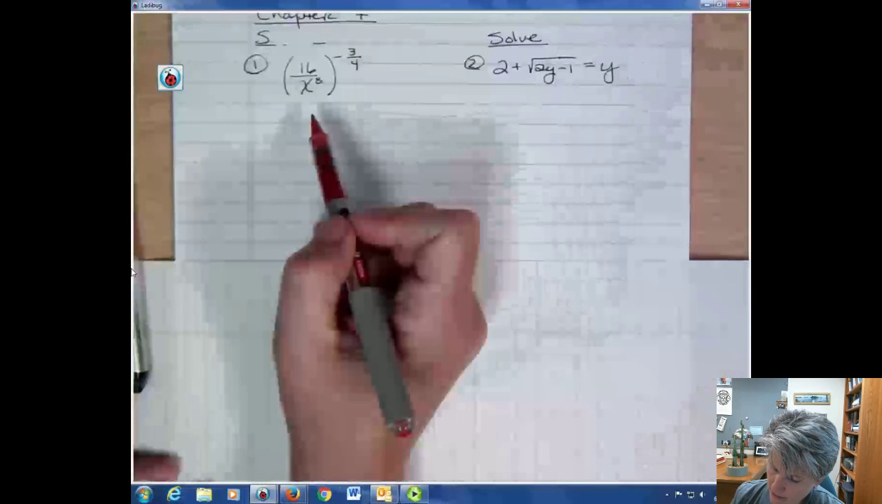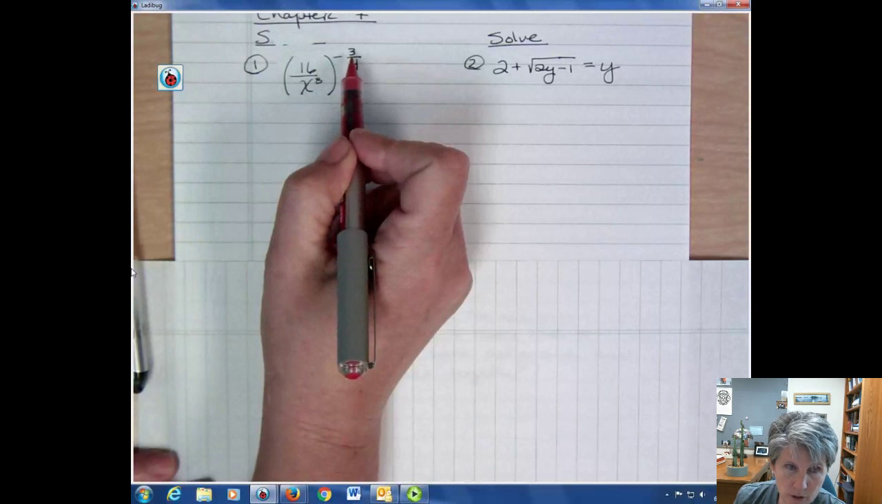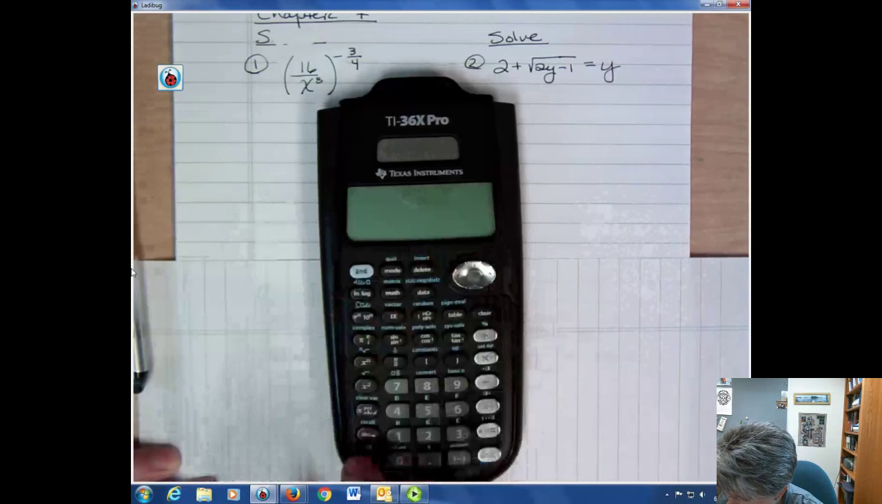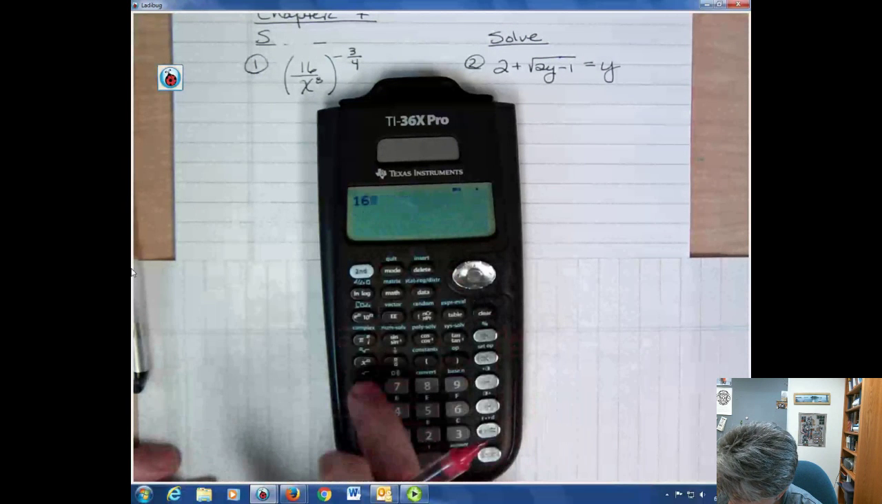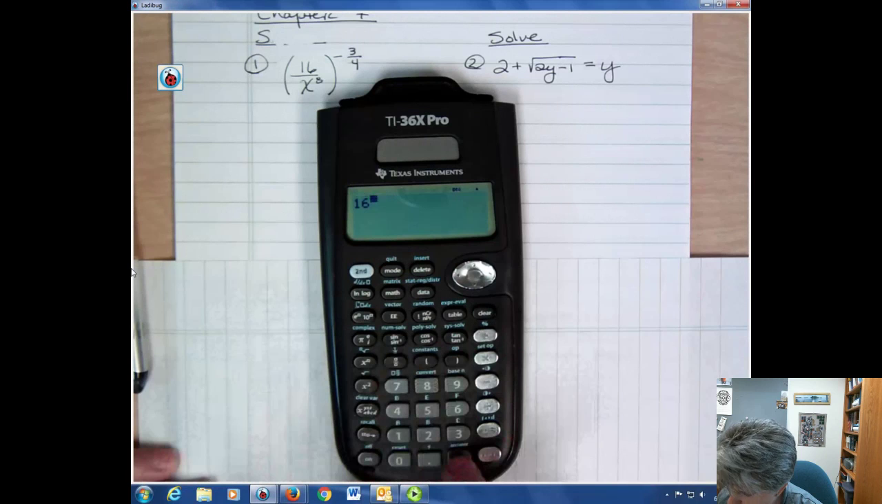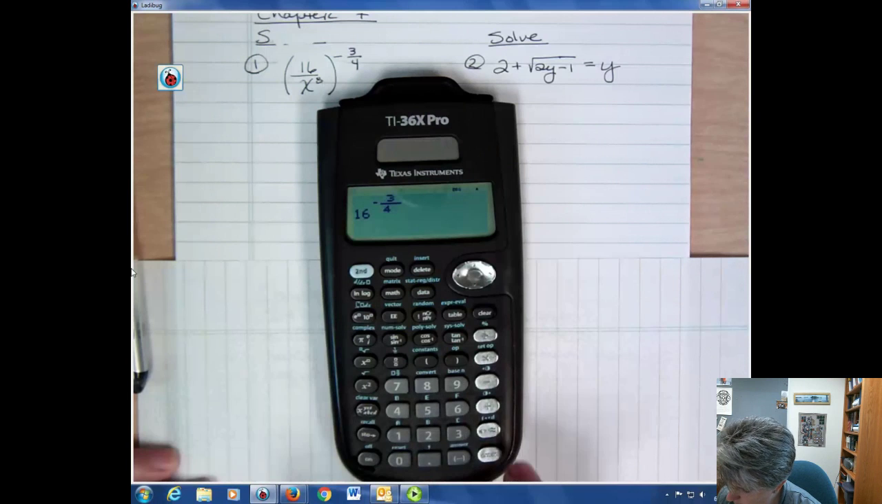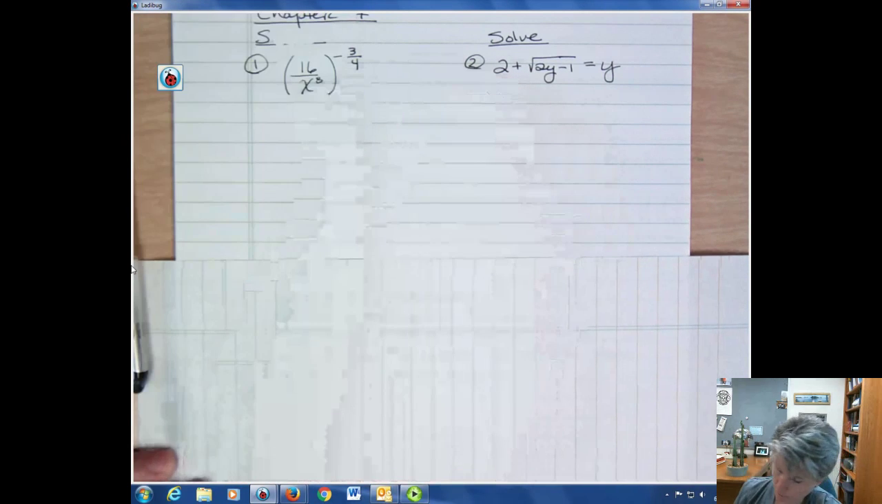And when you simplify this, you can do 16 to the negative 3/4 on your calculator. Any calculator you have will be able to do that. If I do 16 to the negative 3/4 power, I'm going to get, no, 1/8, sorry, it's going to simplify to 1/8. So I can do that. Or I could simplify it myself.